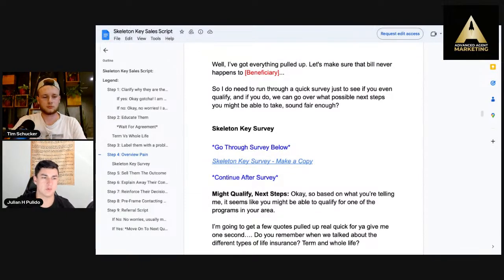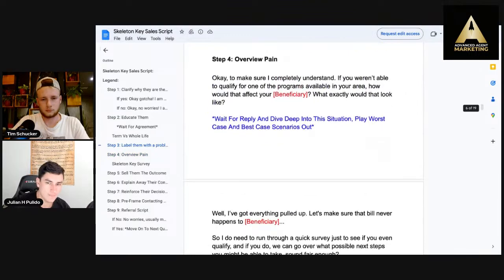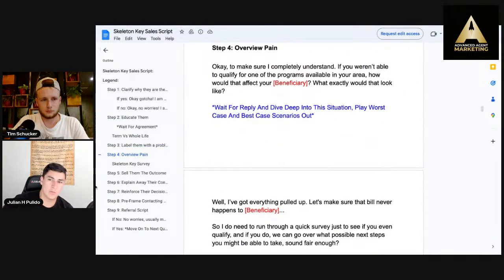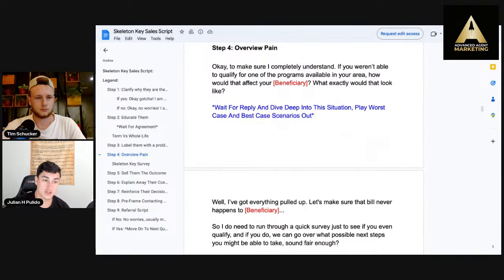And I want to scroll back up before we jump through the next portion here. So, guys, when you are asking this question, this is the second most important question in the script: what would that look like? Also notice that I'm putting a negative here if you weren't able to qualify. When we have them explain the imagery of the situation and lay out the visual of what would happen to their family member, this gets really serious really quick.